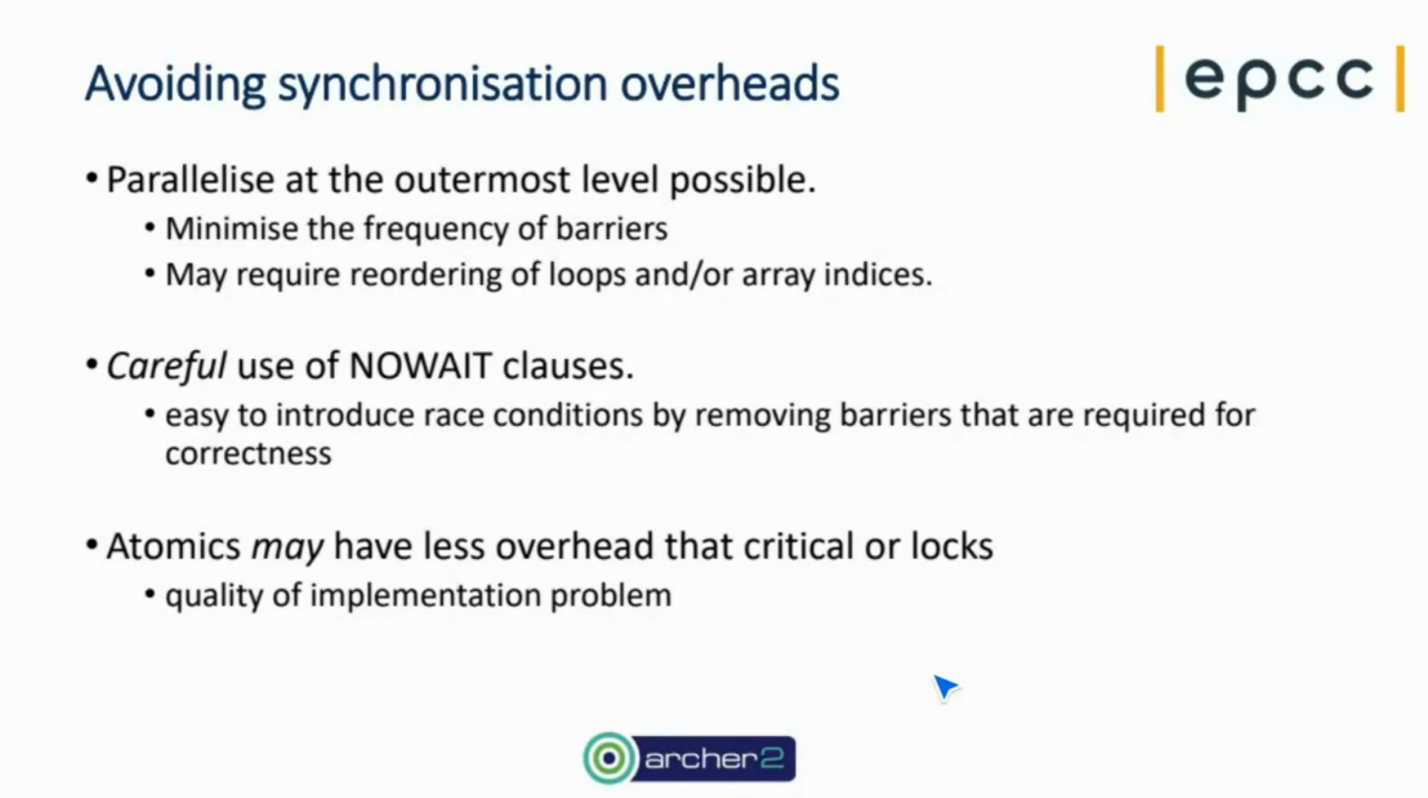It is possible to get rid of the implicit barrier at the end of a parallel loop in OpenMP with the nowait clause, but you really do have to be careful. It's all too easy to introduce race conditions by removing barriers that are actually required for correct code. As I say, atomics may have less overhead than critical or locks. It's not guaranteed, but in most implementations, that's definitely true. These days atomics are much more efficiently implemented than criticals or locks.